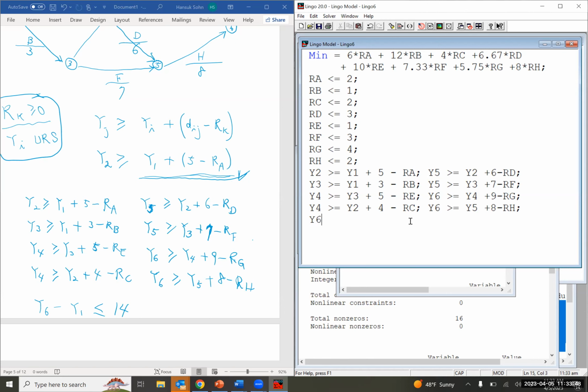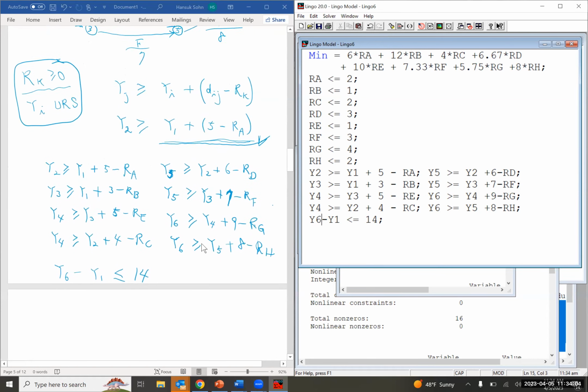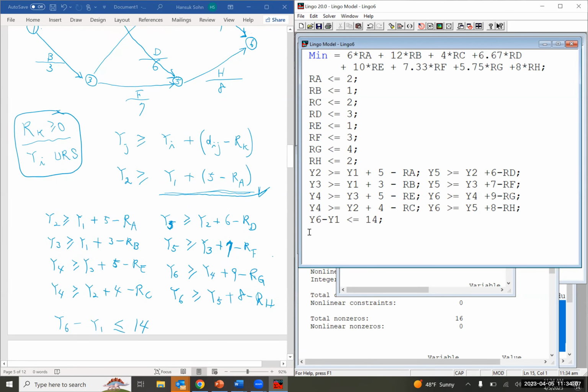And then y6 minus y1 has to be less than or equal to 14 weeks. That's the new project deadline, right? And then we need to add a free variable restriction for every y variable, right? So add free inside parentheses, we need to specify each y variable. So y0 is the one.